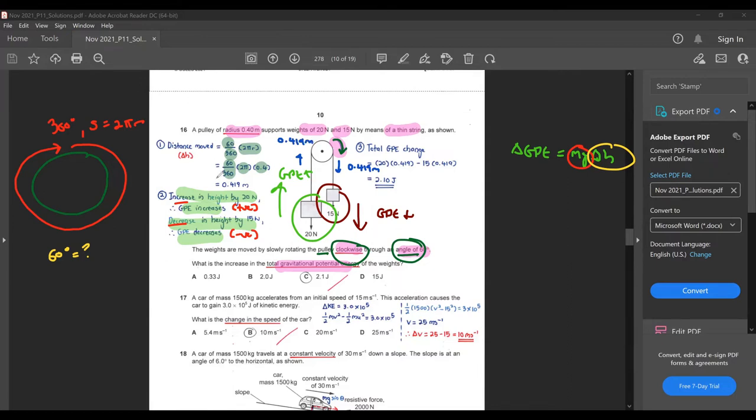Okay. That's the reason why you need to find this one here. So you sum in everything now using mg delta h. You take the weight multiplied by the distance moved for 20 Newton minus all the 15 Newton weights multiplied with the distance moved. You're going to get the answer is 2.1 joules. So this is the total change in the GPE. Okay.